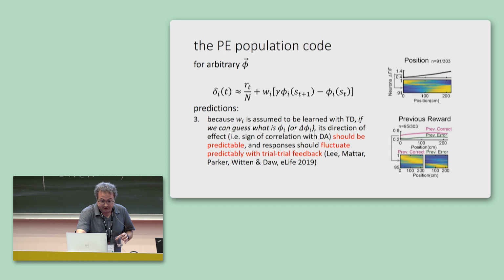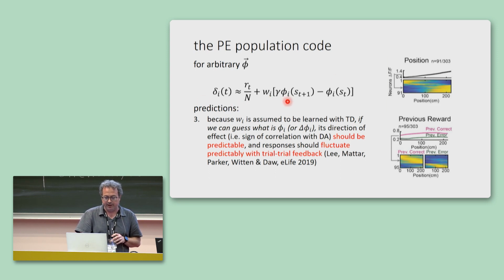The third point, and this is something we're still working on, is that the model is completely generic to what the features phi are. We haven't really said anything about that. We can try to figure out what they are from the data in an exploratory, bottom-up way. But whatever it is, W is not arbitrary, because W is learned by temporal difference learning.